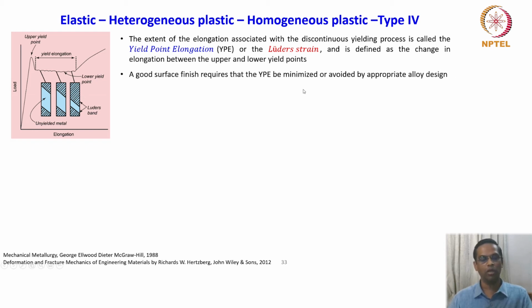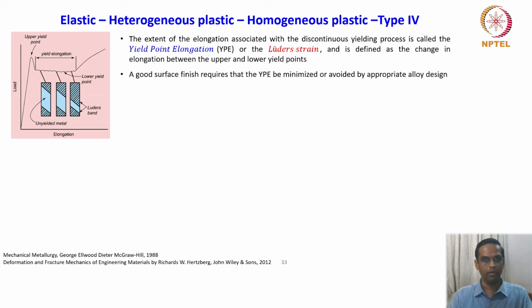Alloy design means what? There are alloying elements which can combine with these interstitial elements to form stable carbides and nitrides. So it's a kind of fixing of these interstitial atoms. That is called alloy design, right? By proper alloy design, we can remove this elemental carbon and elemental nitrogen and so on.